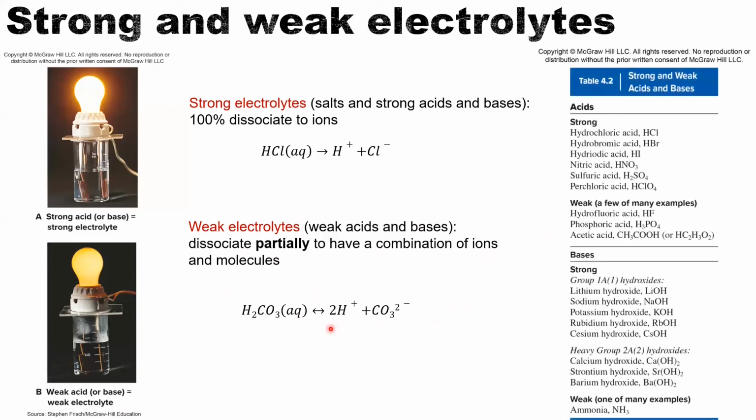Table 4.2 gives you the strong and weak acids and bases. So you can take a look at what are the strong acids, what are the weak acids. You need to know which one is a strong electrolyte, which one is a weak electrolyte.